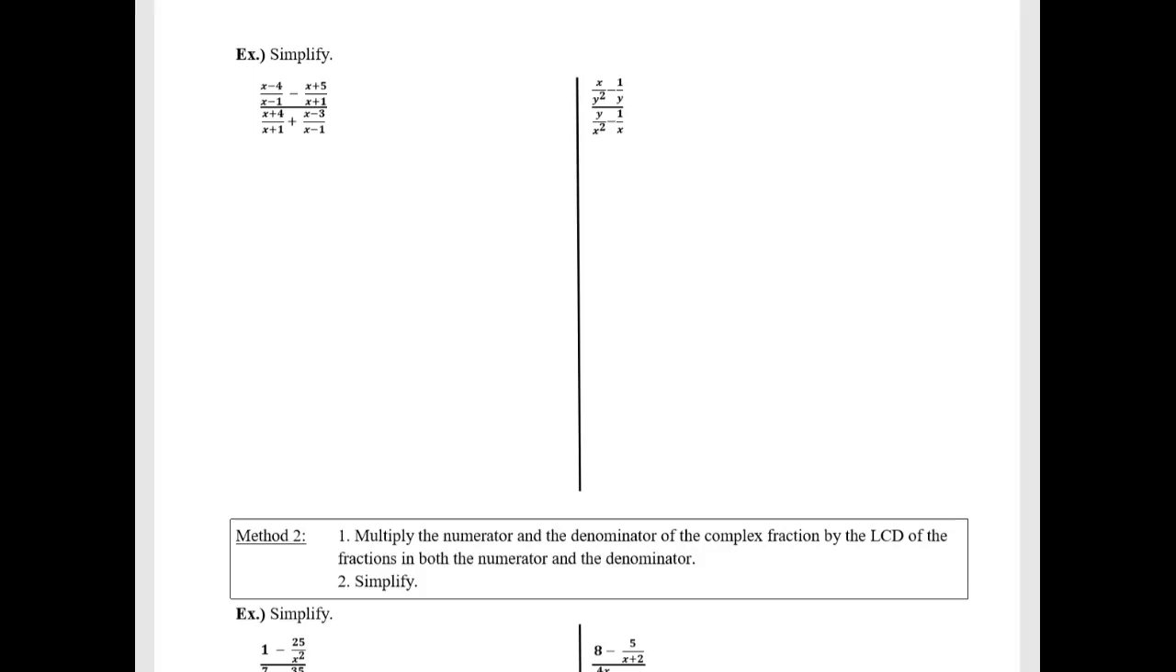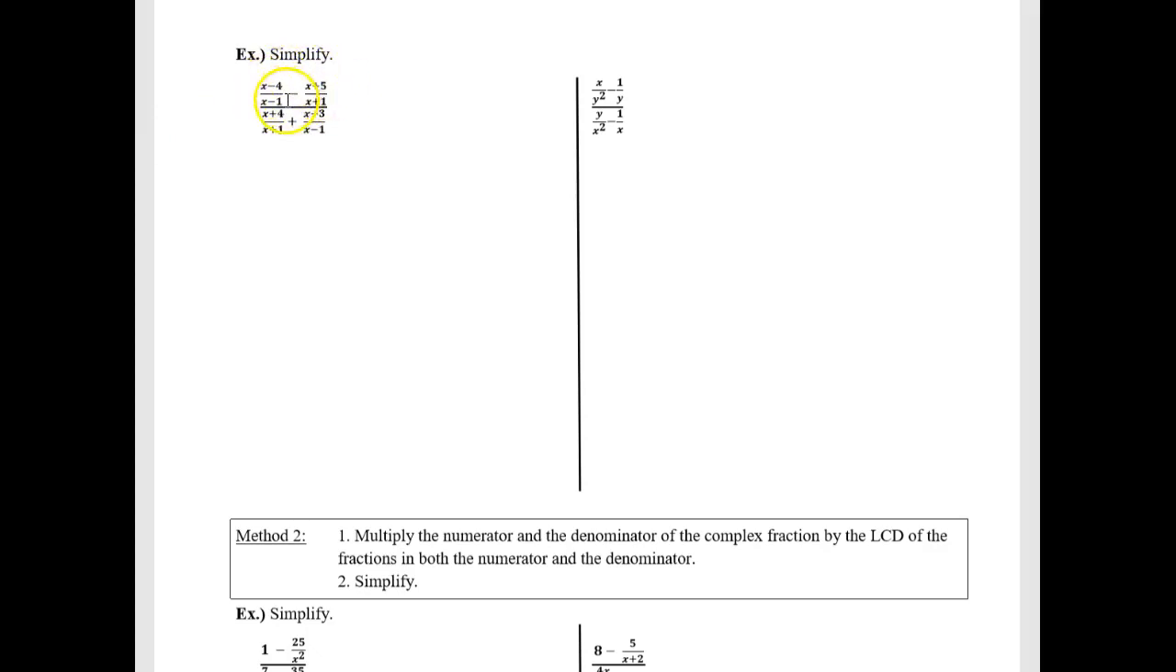Okay, now that we've talked about how to simplify complex fractions without variables, let's look at some examples with variables. As mentioned in the previous video, one method would be to get a common denominator in just the top fractions, or the fractions in the numerator, and then get a common denominator with the fractions in the denominator, get a single fraction divided by a single fraction, and then divide.